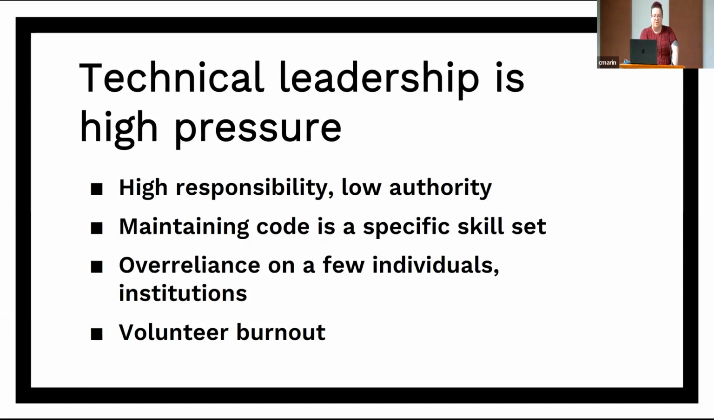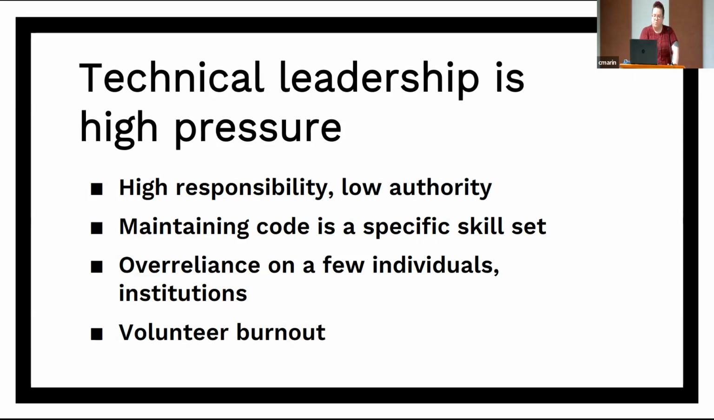So also, technical leadership is high pressure. By technical leadership, I mean the work of organizing, planning, reviewing, and keeping development moving forward in a timely manner. In the Samvera community, we have technical leads and product owners for each of our components. They're all volunteers. They all have roles at other institutions. The wider community gives them a lot of responsibility to meet our collective needs, but they have very low authority. They can only persuade others to contribute their work.